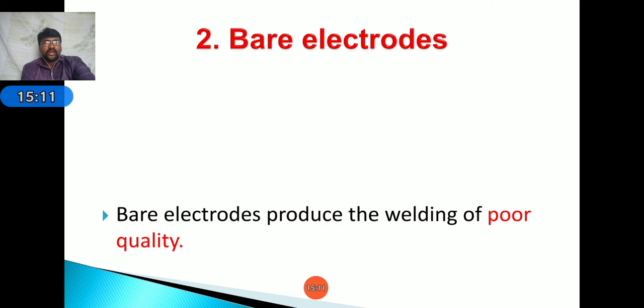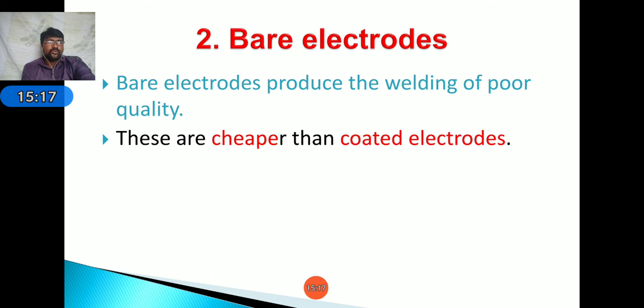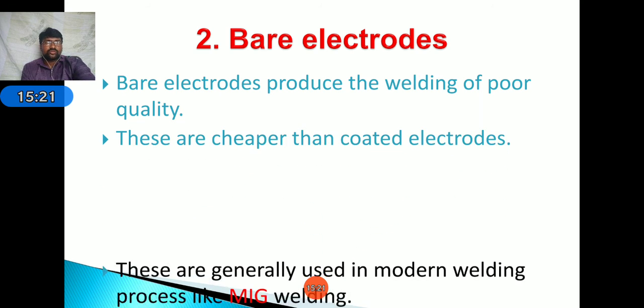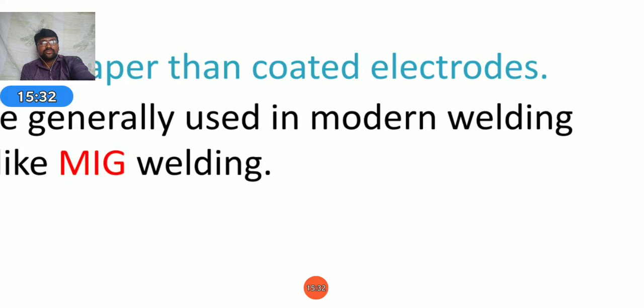Next, coming to bare electrodes. Bare electrodes produce welding of poor quality. In some cases we prefer them, and they are cheaper than coated electrodes. They are generally used in modern welding, like MIG welding, that is the metal inert gas welding technique. There we prefer bare electrodes.